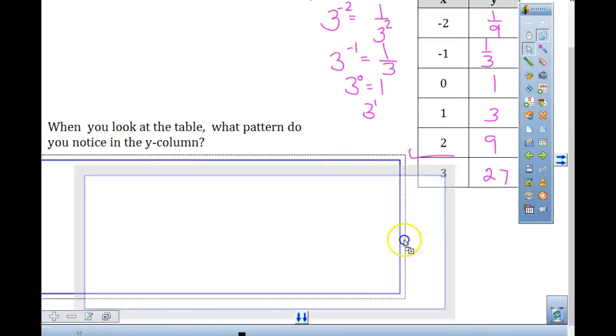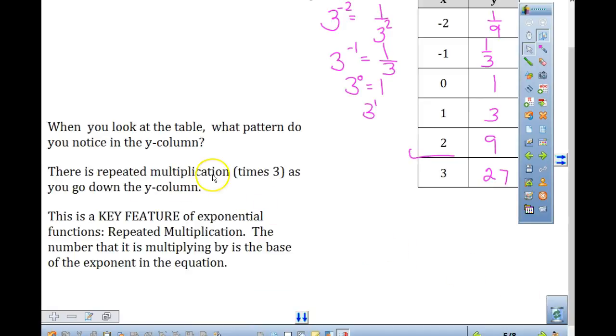So when we take a look at our y column, it is repeated multiplication, or times 3 each time as you go down that column. Now, if we would have had our column go from 2 to -2, you still have to think of going, then you'd maybe go up your table, and that's what I'll talk about when we're doing our homework.